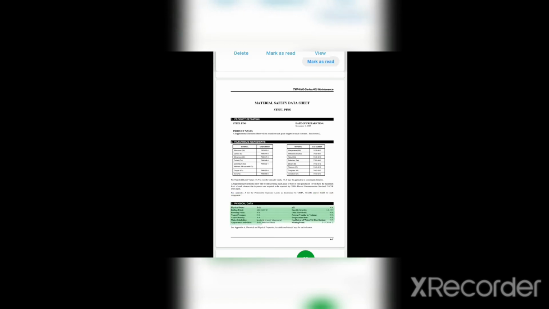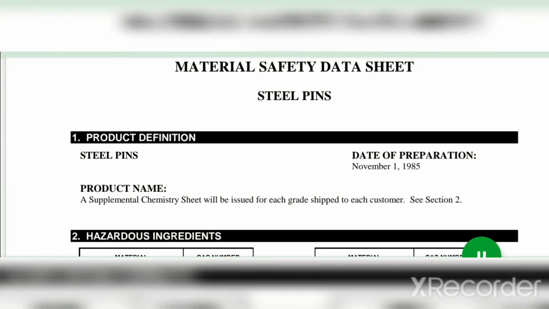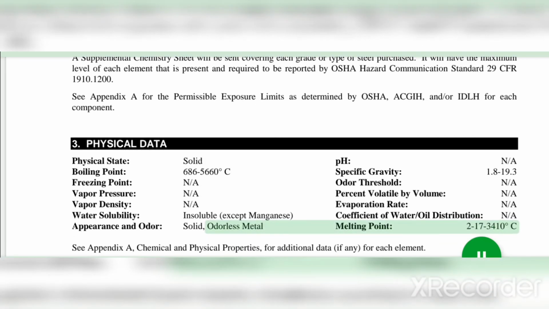Physical state: solid. pH: N/A. Boiling point: 686 to 5660 degrees C. Specific gravity: 1.8 to 19.3. Freezing point: N/A. Odor threshold: N/A. Vapor pressure: N/A. Percent volatile by volume: N/A. Vapor density: N/A. Evaporation rate: N/A. Water solubility: insoluble except manganese. Coefficient of water/oil distribution: N/A. Appearance and odor: solid, odorless metal. Melting point: 1417 to 3410 degrees C.